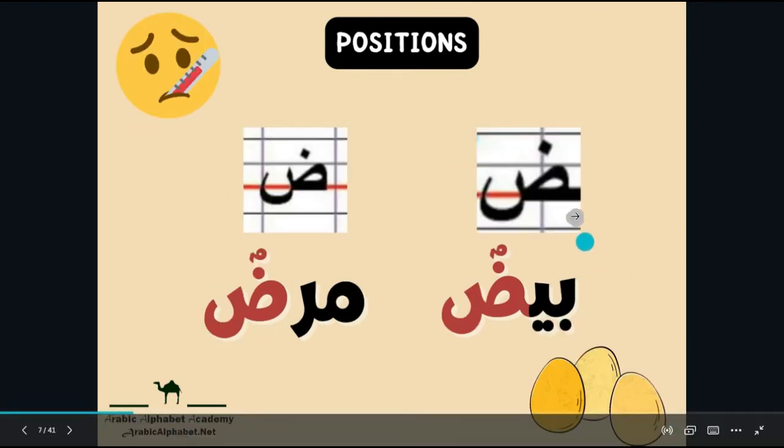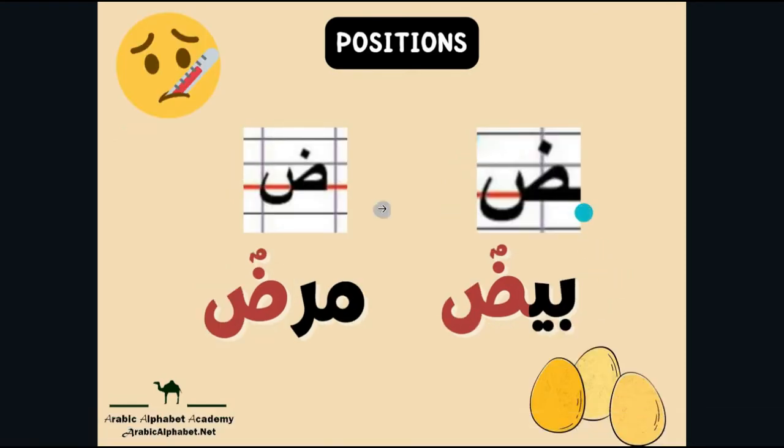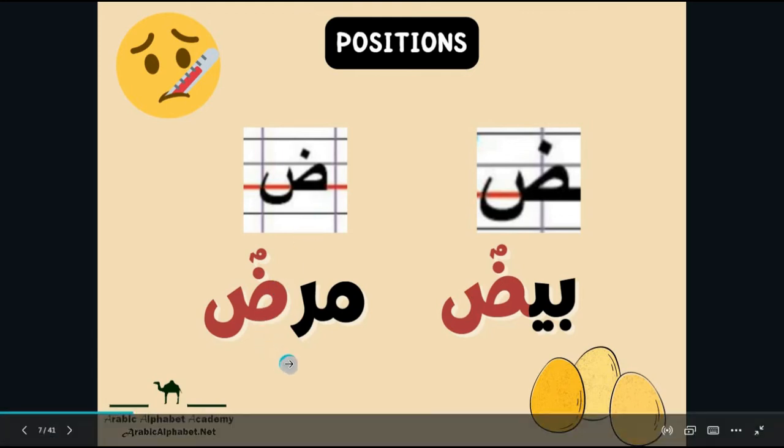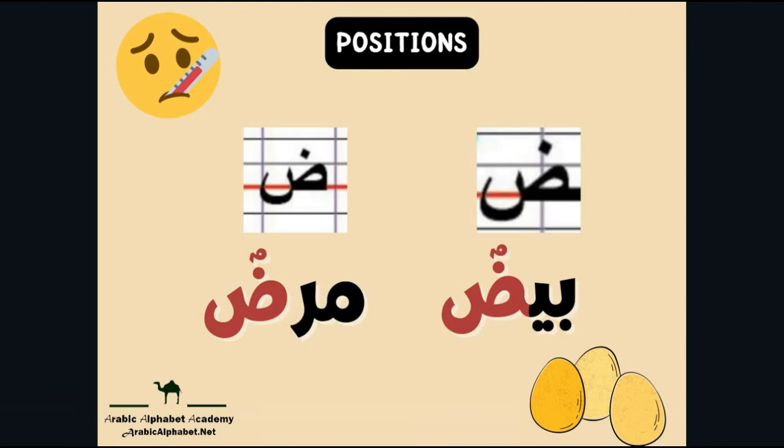Finally, in the end of the word, we also have two cases: with extension before it, or the isolated letter. It is like in the alphabet. And as we see, the curve under the line comes back. With extension, first of all, we have this example of baydon, egg. Isolated, we have the word maradon, sickness.